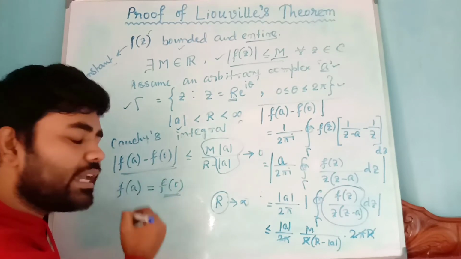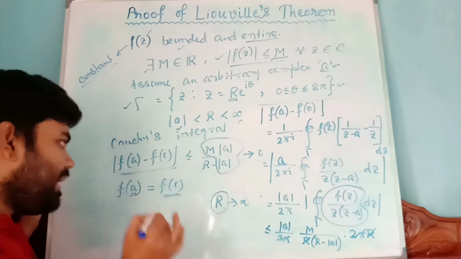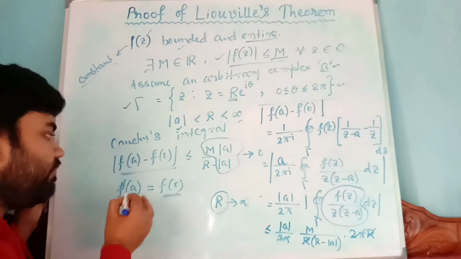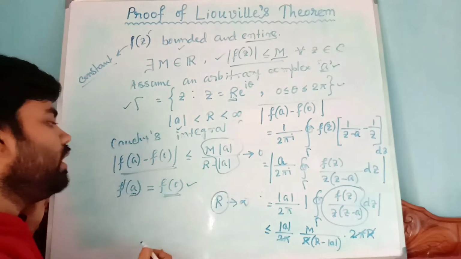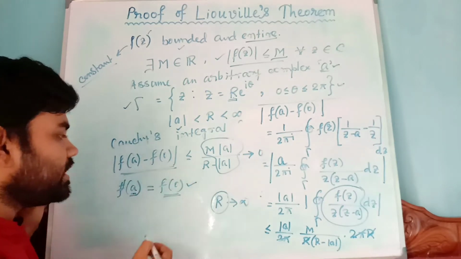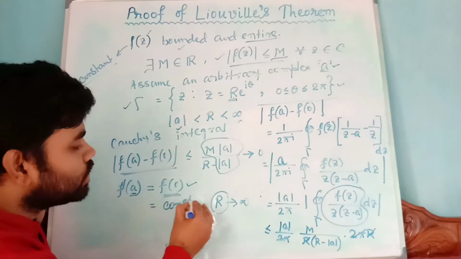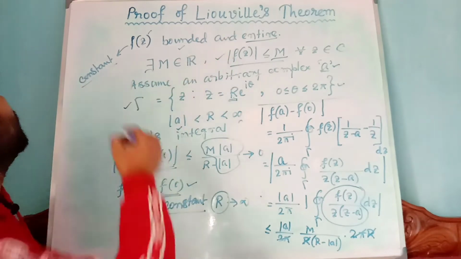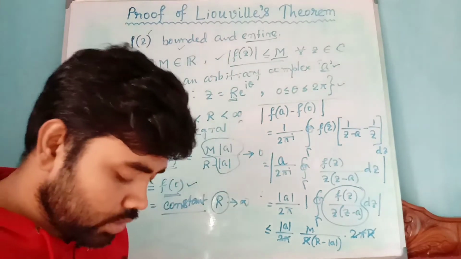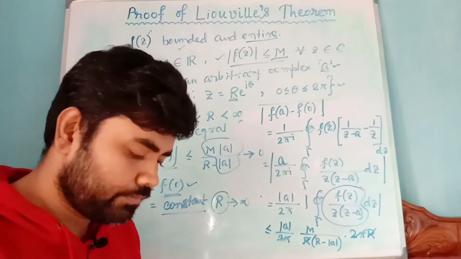Now f(0) being a constant number and a being an arbitrary number, it implies that the function f at any arbitrary point a gives an equal value to the function at the origin. So it is nothing but a constant. So this is our Liouville's theorem, and here we have done the proof of Liouville's theorem.